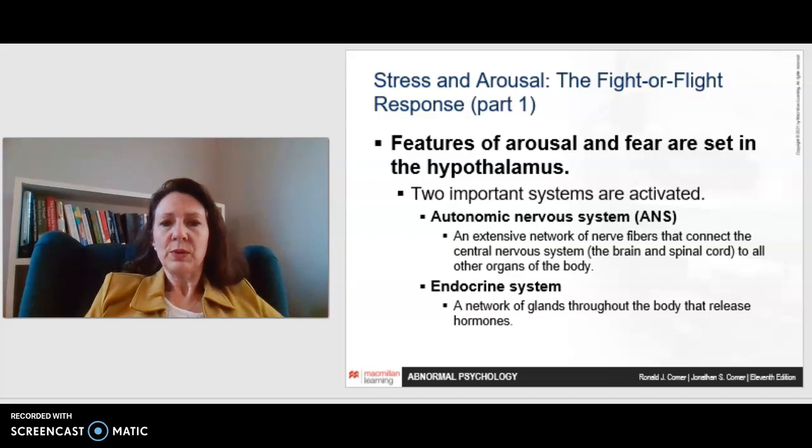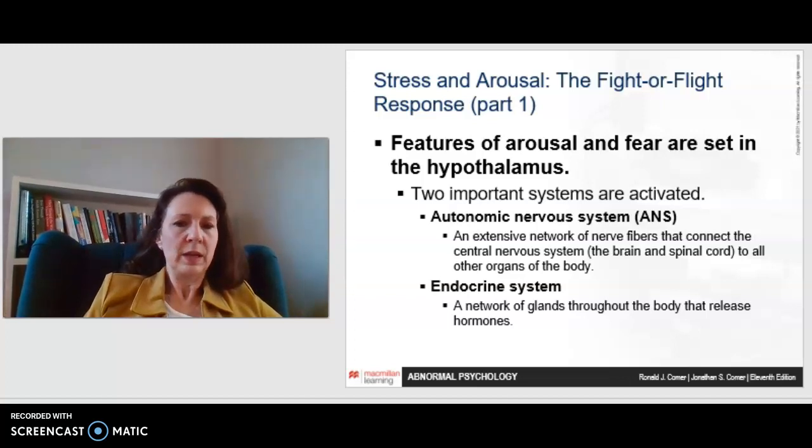So when we look at stress and arousal, or the fight or flight response, the features of arousal and fear are set in the hypothalamus. Two important systems are activated: the autonomic nervous system, or ANS, which is an extensive network of nerve fibers that connect the CNS, which is the brain and the spinal cord, to all other organs of the body.